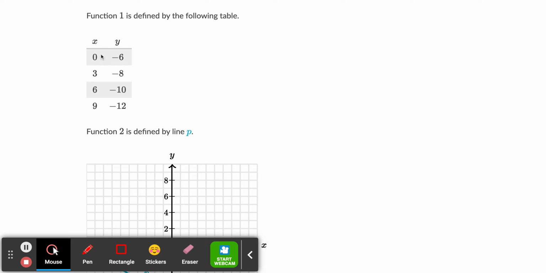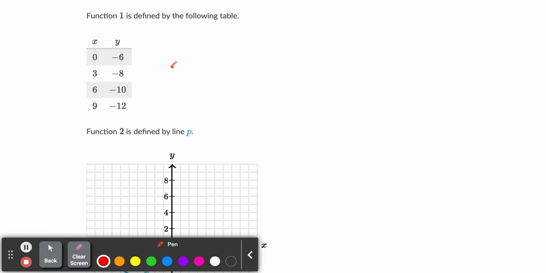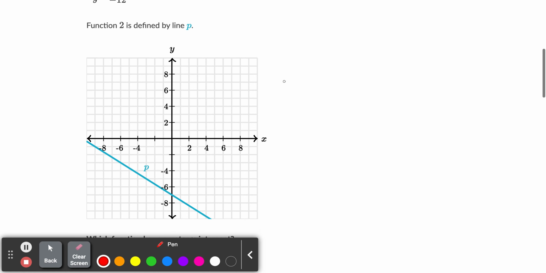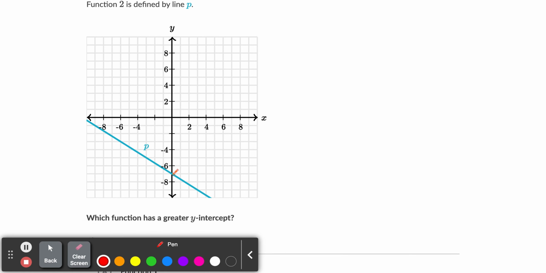Okay, so for the table, remember your y-intercepts happen when your x value is 0. So this is your y-intercept, -6. Okay, I'll go ahead and write that down. For the first function, that's represented by a table, you have a y-intercept of -6. The second function, represented by the graph, you should be able to see that we have a -7.